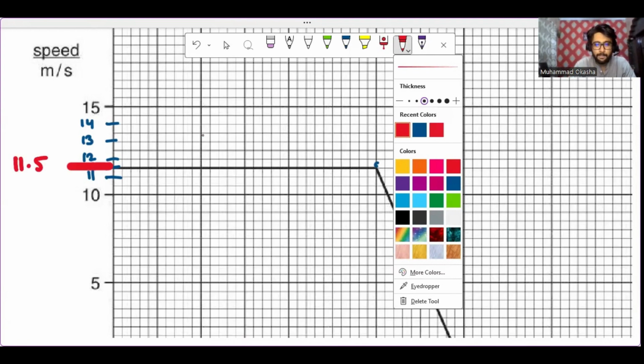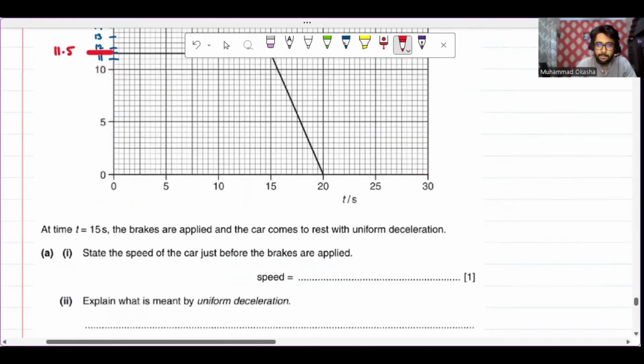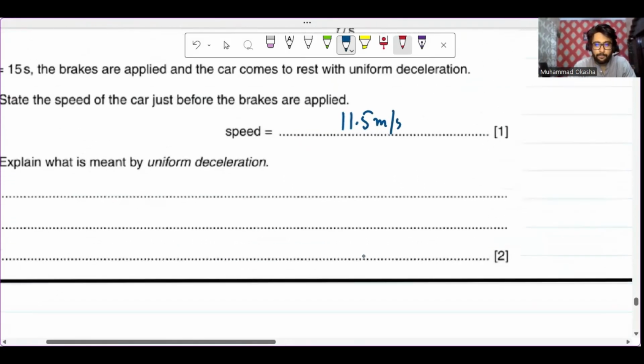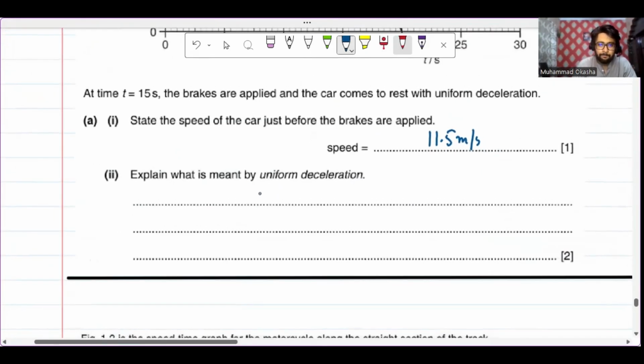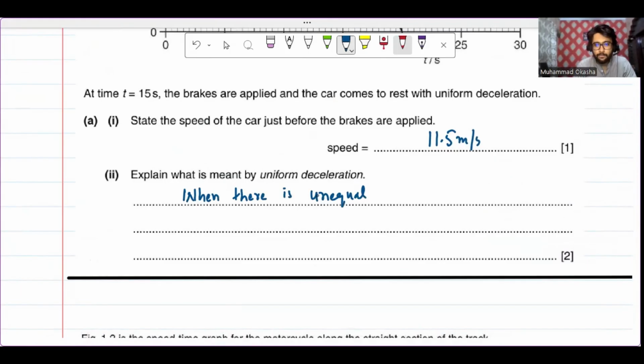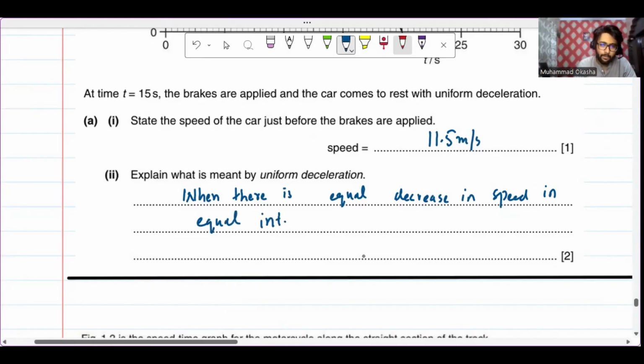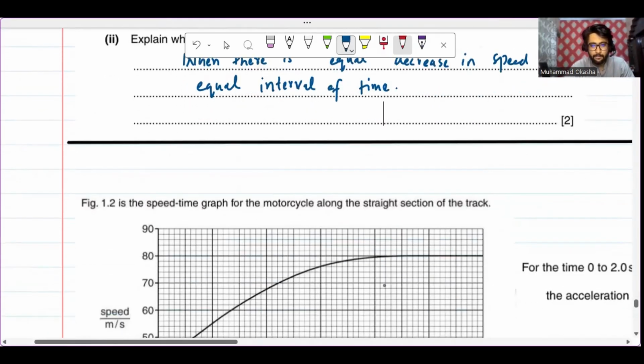So the speed of the car when the brakes were applied was 11.5 meters per second. State what is meant by uniform deceleration. Of course, we've seen this definition a couple of times. Because we're talking about uniform deceleration, there should be an equal decrease in speed in equal intervals of time. That's when you say that there is a uniform deceleration.